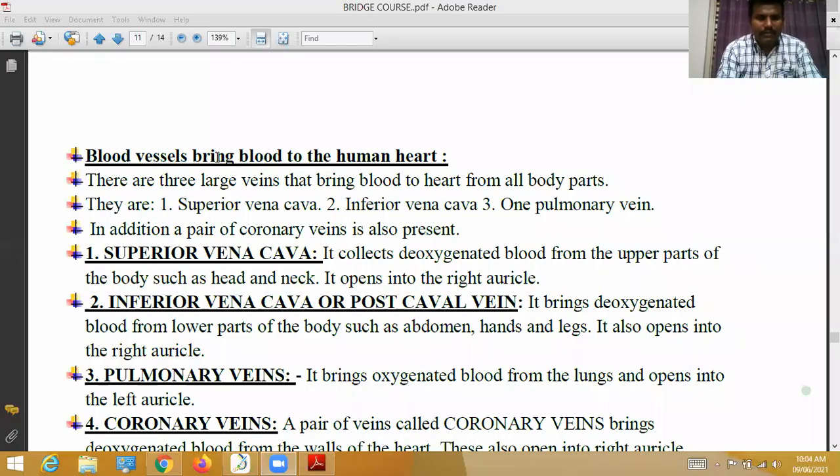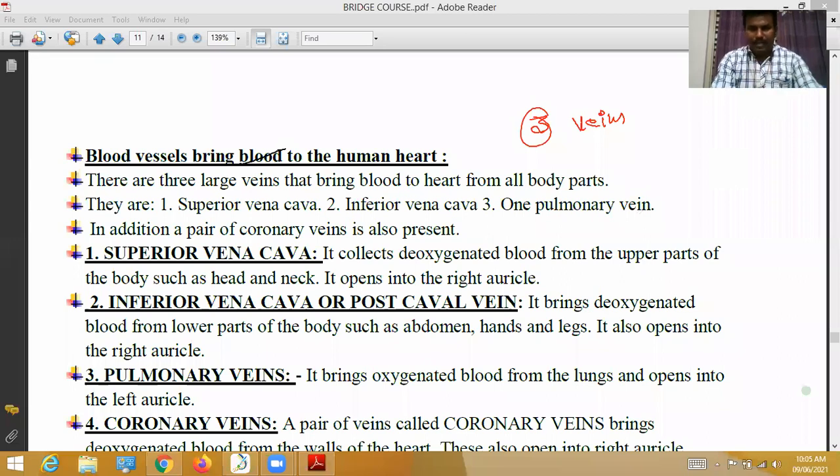Blood vessels. The blood vessels which bring blood to the human heart, this is what we have to discuss. Here, there are three large veins that bring blood to the heart from all the body parts.